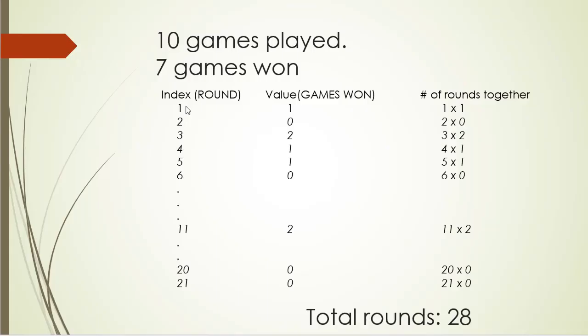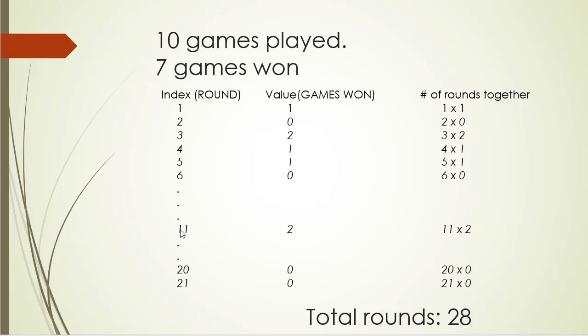So say we play 10 games and we won 7 of them. So our wins array will look like this, for example. What this shows is that we won one game in round 1. So our index 1 has a value of 1, and that represents one game won in the first round. We won 2 games in round 3. There was nothing in round 2, but we won 2 games over here in round 3. And we won another game in round 4 and another game in round 5, then nothing, and then we won 2 games in round 11.